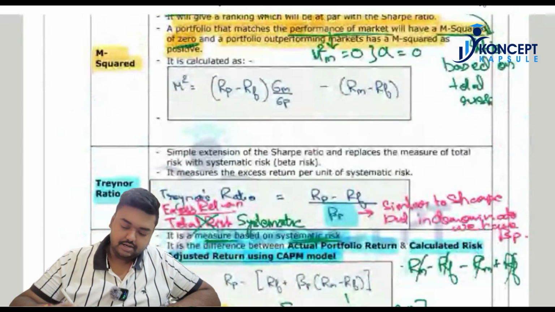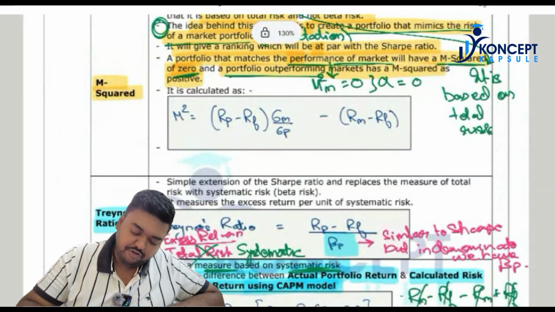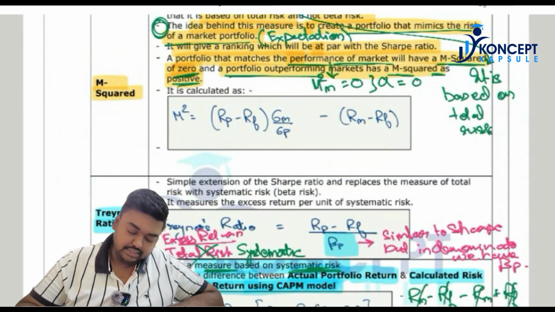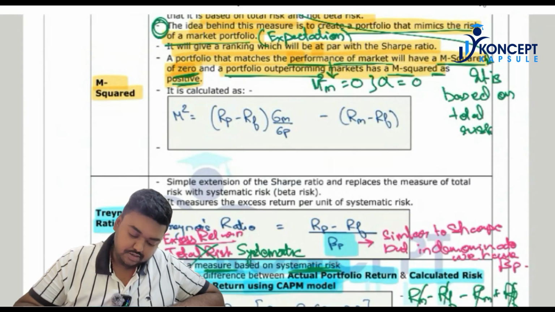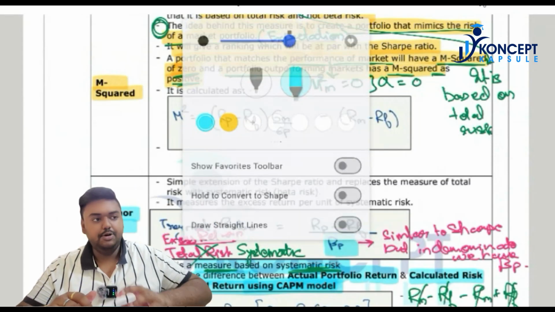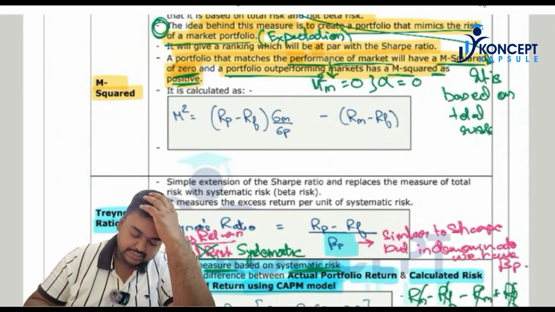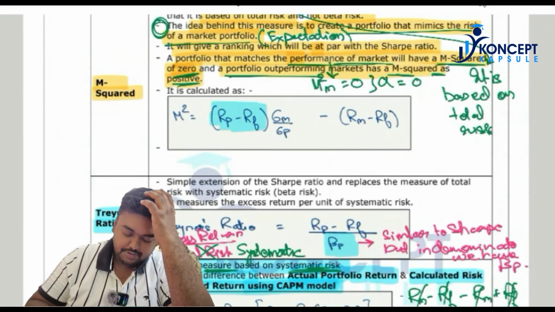Over here as well, if the portfolio is outperforming the market, my M squared is positive. So what is the formula? Guys, don't worry about the formula. The formula is not very typical, very logical. It is RP minus RF. What is RP minus RF?